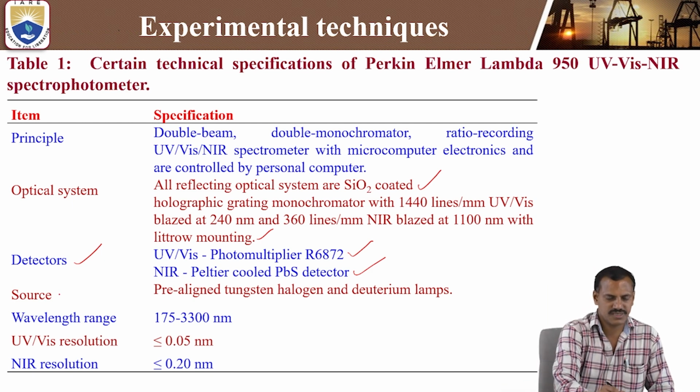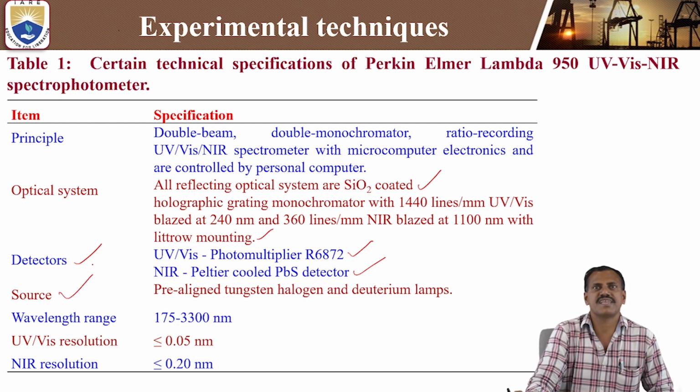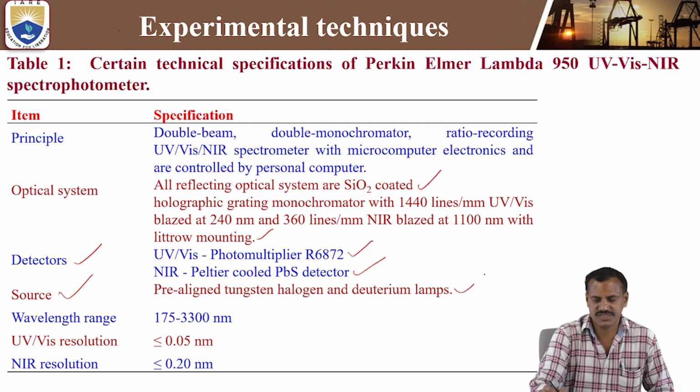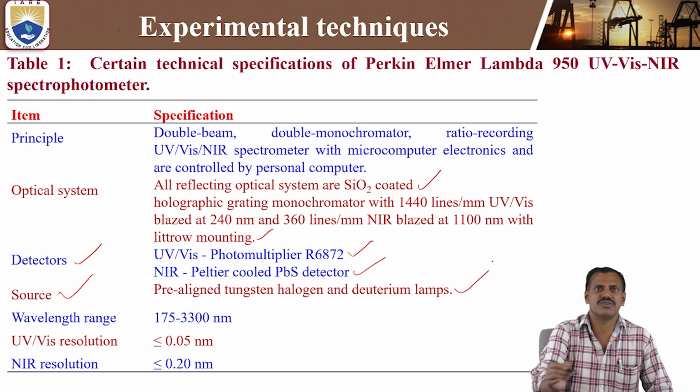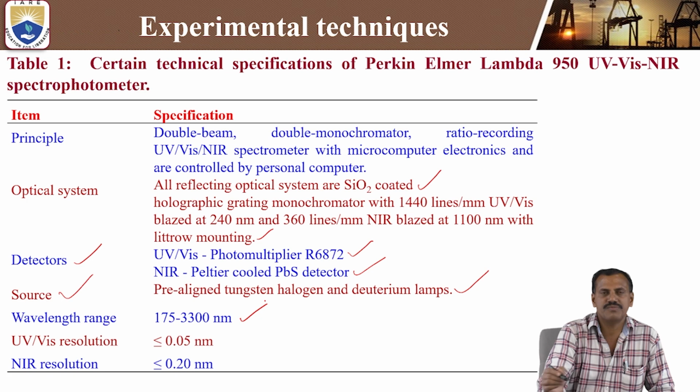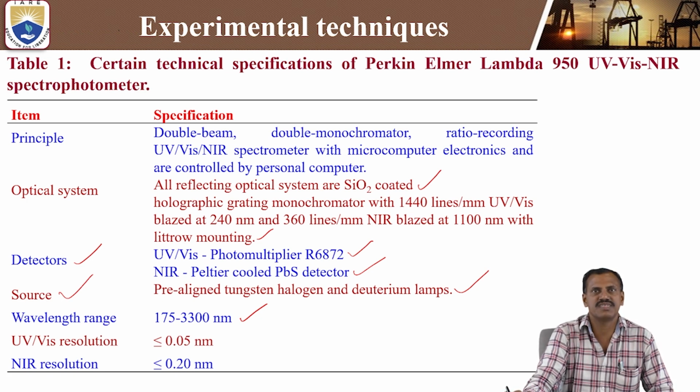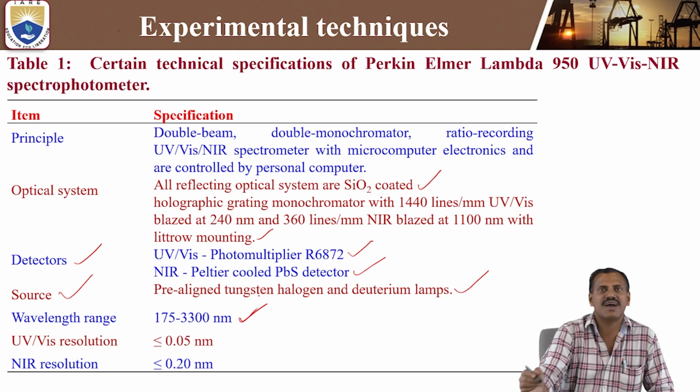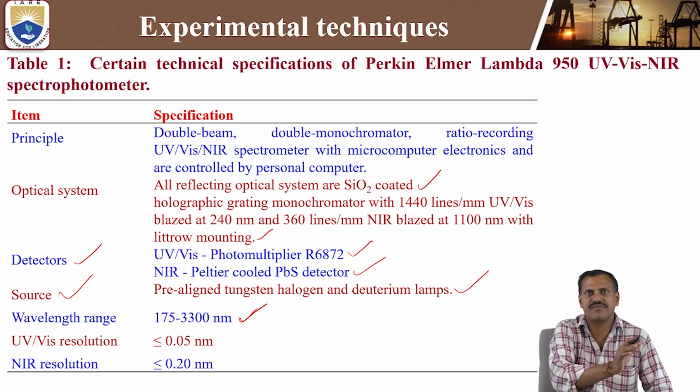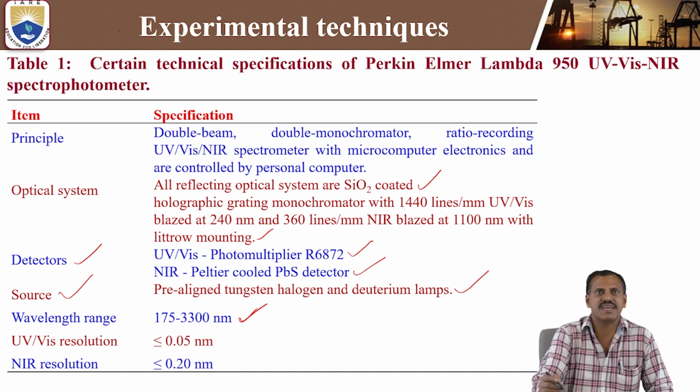Next is the source. Pre-aligned tungsten halogen and deuterium lamps are used. The main sources of the optical absorption spectrometer are the tungsten halogen lamp, as well as the deuterium lamp for UV-visible, and also for the NIR region. The wavelength range is from 175 nanometer to 3300 nanometer, so we can vary the wavelength across that range to measure optical absorption spectroscopy.